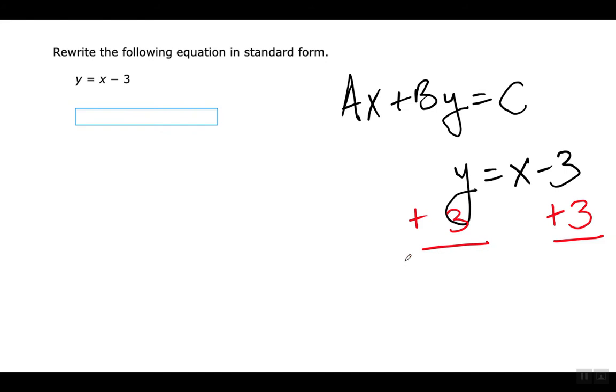Alright, so I got y plus 3 equals x. Again, there's an invisible 1 in front of x. So a equals 1.